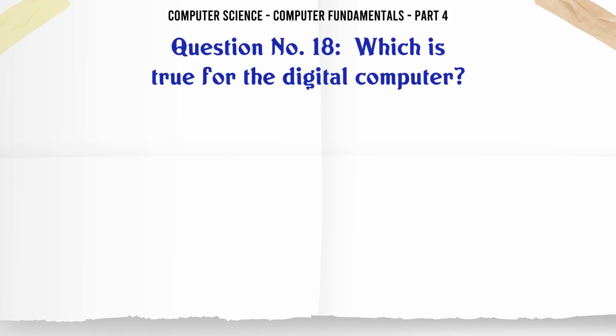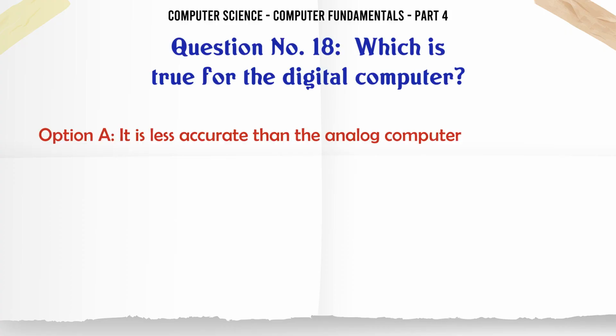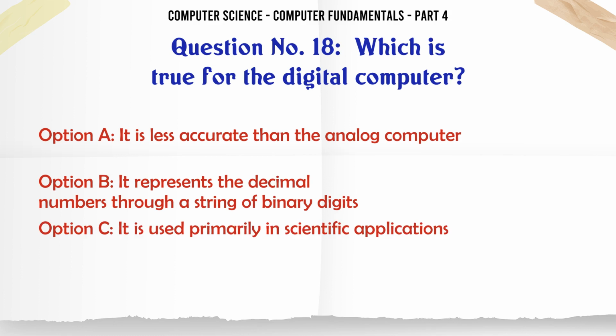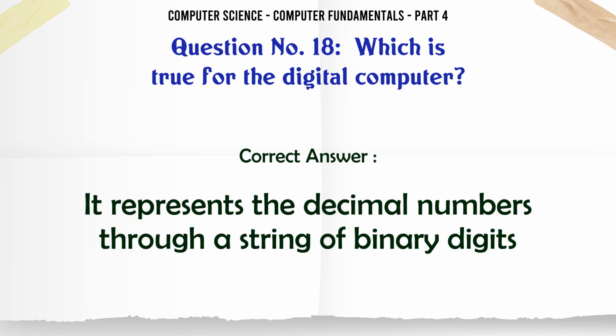Which is true for the digital computer? A. It is less accurate than the analog computer. B. It represents the decimal numbers through a string of binary digits. C. It is used primarily in scientific applications. D. Both A and C. The correct answer is it represents the decimal numbers through a string of binary digits.